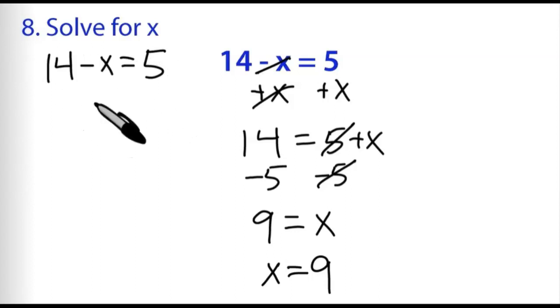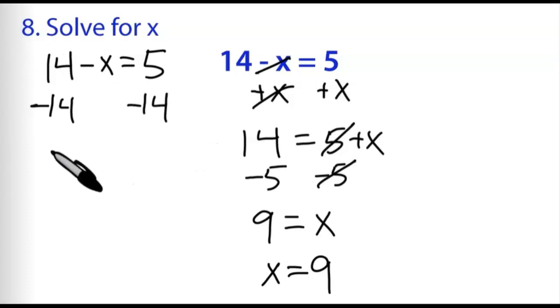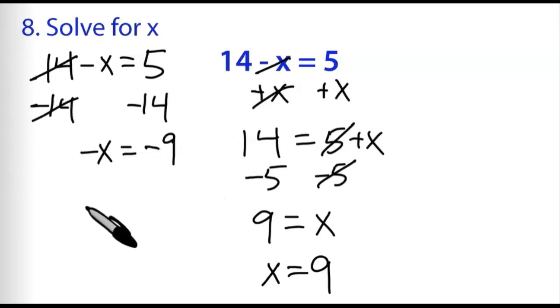And so we'll go ahead and get rid of this 14. And even though subtraction doesn't have the commutative property, it's a positive 14. So we can subtract 14 from both sides. And on this side, positive 14 and the minus 14 cancel out, leaving negative x. And on this side, we have 5 minus 14, which is negative 9.